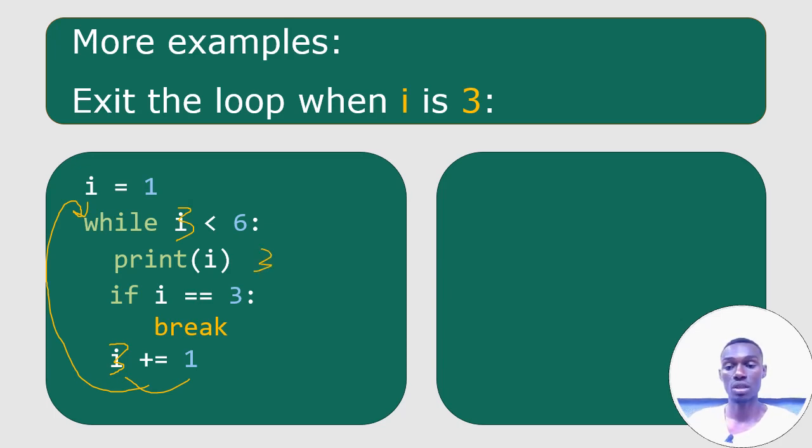if I is equal to 3. Now I is 3, 3 is equal to 3, so this block of code here will be executed and this will break the program. That's the work of the break. It will break the program and this line of code here will not be executed anymore.